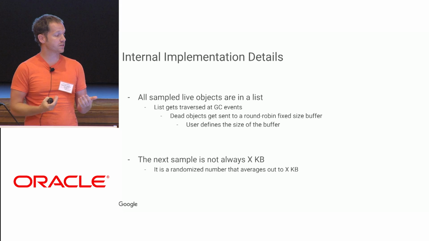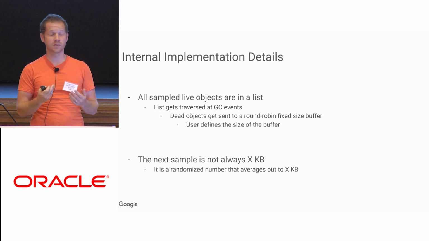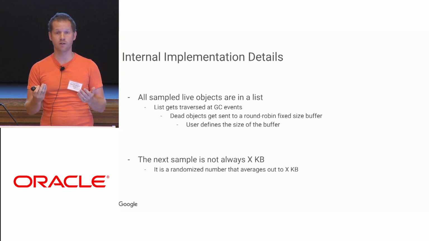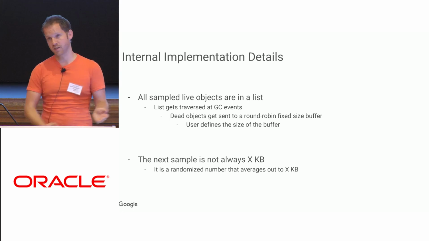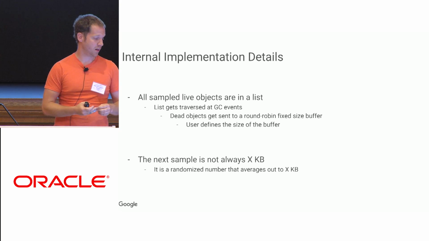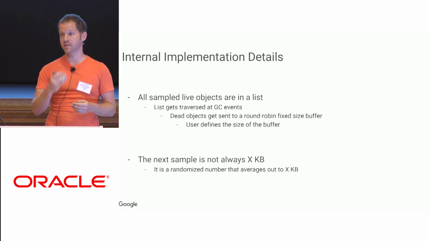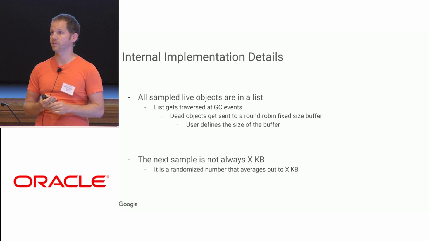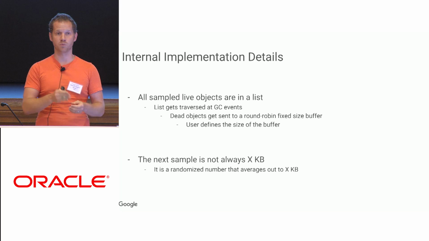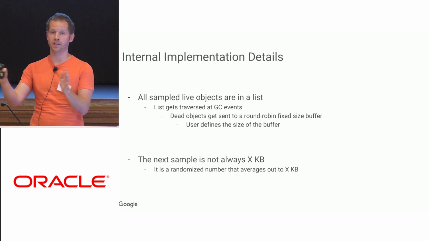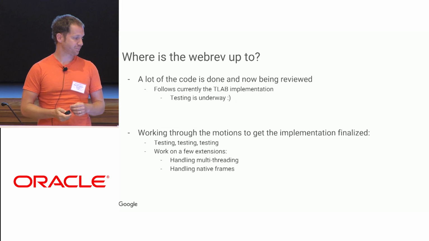Internal implementation details: all sampled live objects are actually in the list. The list gets traversed at GC events to keep pointers up to date. Dead objects get sent to a round-robin array, and the user can define the size of the array. The next sample is not always X kilobytes. If you want to hit meaningful data, you don't want to hit every exact 512K, for example. You want to hit around it so that if you have a pattern of allocation, you hit all those elements. And so that's why you do that.